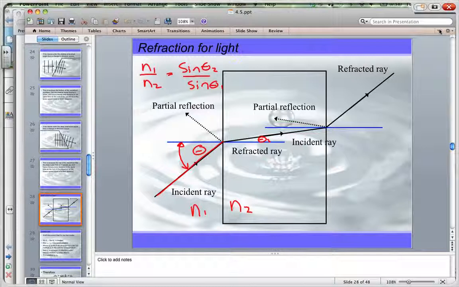Now, we had that little discussion about the car to show that when you slow down, you always bend towards the normal. So when you go from a lower to a higher optical medium, it always bends towards the normal. When you're going from a higher to a lower, it bends away from the normal. But the very important thing is that you always deal with the angle related to the normal.